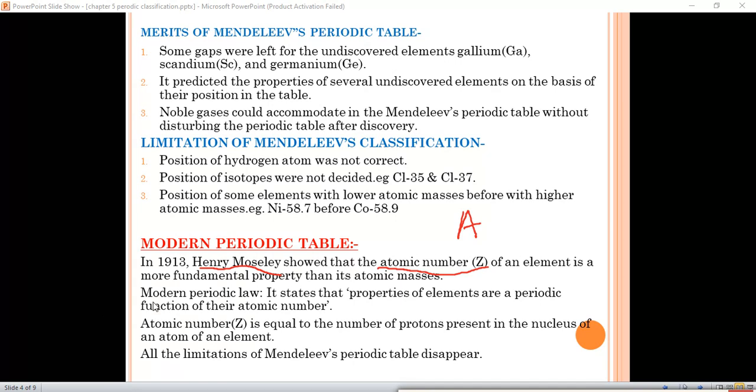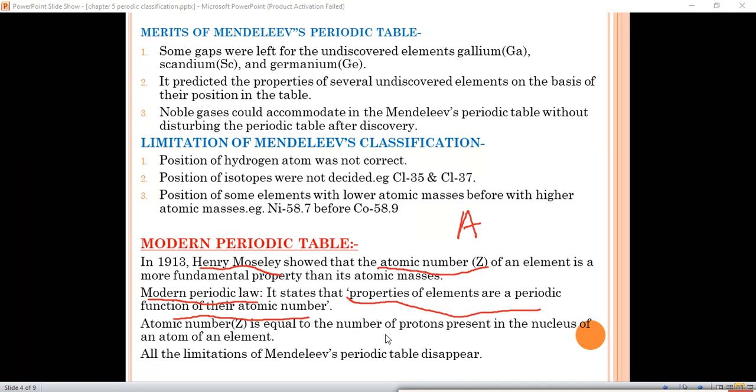Modern periodic law, this is very important. In your exam you can get this for 1 mark or 2 marks. State the modern periodic law. According to the modern periodic law, the properties of elements are a periodic function of their atomic number. Whether it is a physical or chemical property, both depend on atomic number.